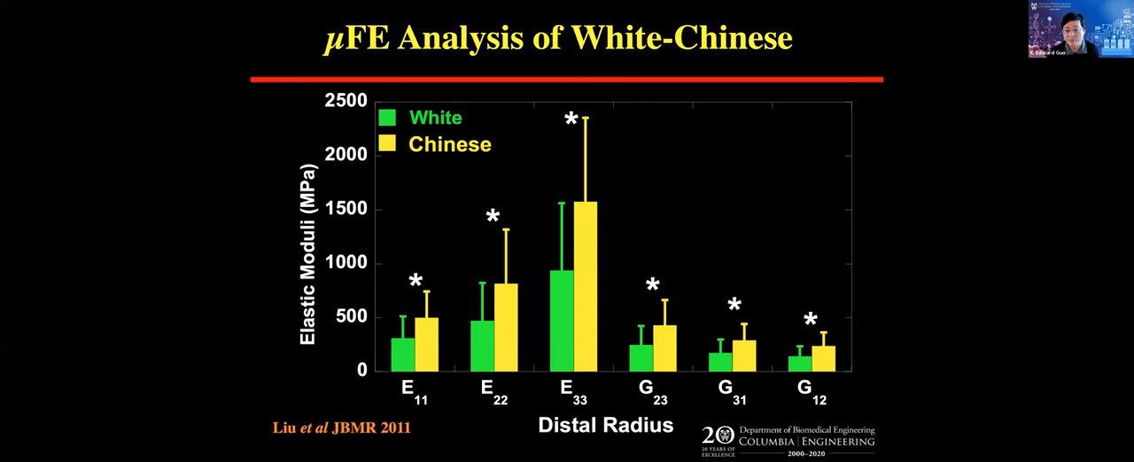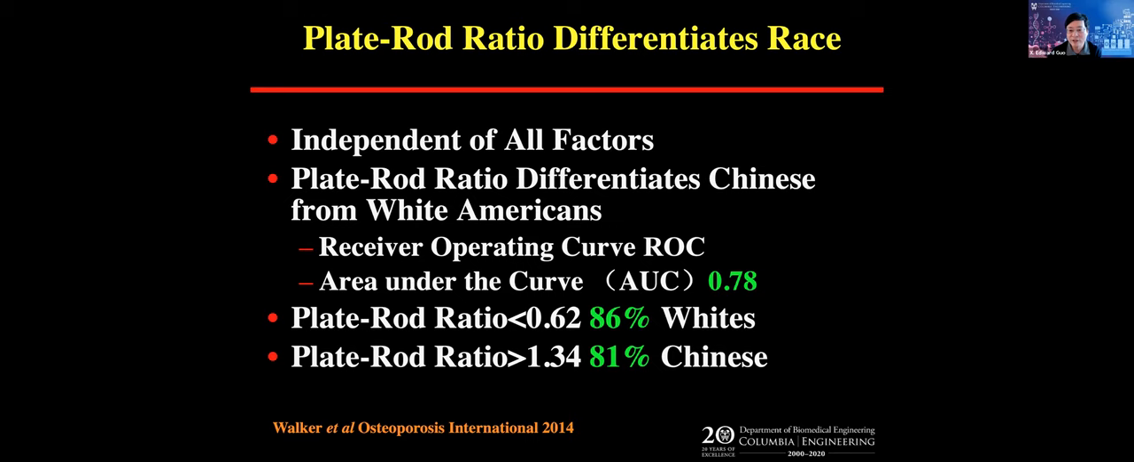And then now we're including all ages, right? And then very, very interesting, independent of all the factors, it turns out we can just look at the bones and differentiate Chinese from Caucasians, right? Plate rod ratio differentiates Chinese. If plate rod ratio is less than 0.66, 86% of them are correctly identified as white. And if plate rod ratio is greater than 1.3, we correctly identify 81% of them as Chinese. And then the ROC curve is actually 0.7880. So that's a very good predictor in terms of telling who is Chinese, who is Caucasian, right?